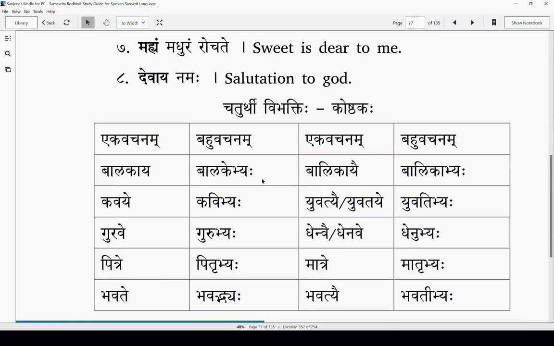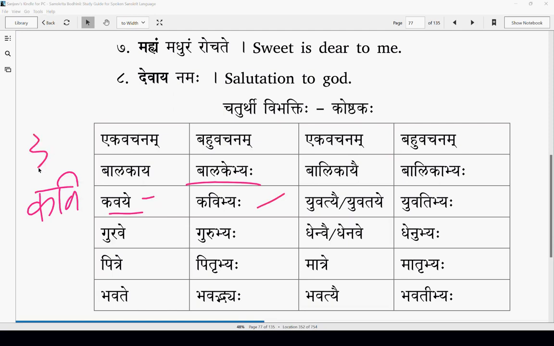Putra, sir? Huh? Did you ask for Putra? Putra, bahuvachanam, chaturthi bahuvachanam? Balakebhya. Putrebhya. Putrebhya. So similarly for kavi, ekavachanam chaturthi, kavaye, becomes kavibhya.